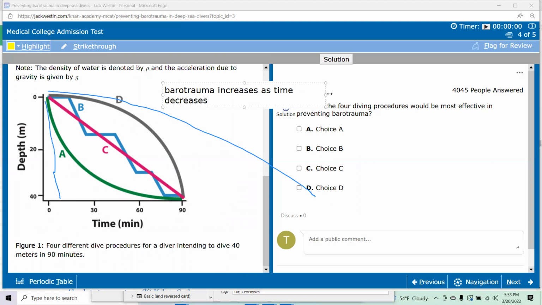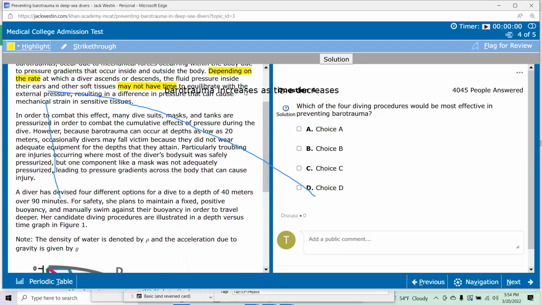So now we actually have to go back and answer the question, right? Which of the 4 diving procedures would be most effective in preventing barotrauma? Okay, so now the way that we can answer this is, oh, why did I put this here?